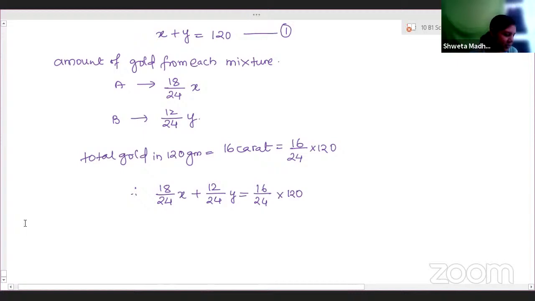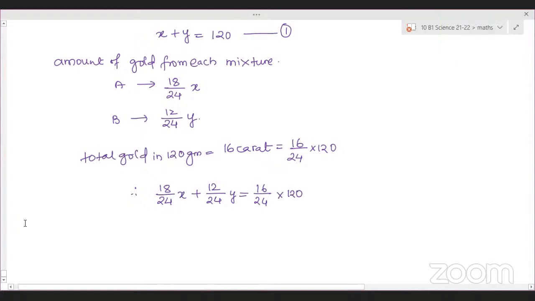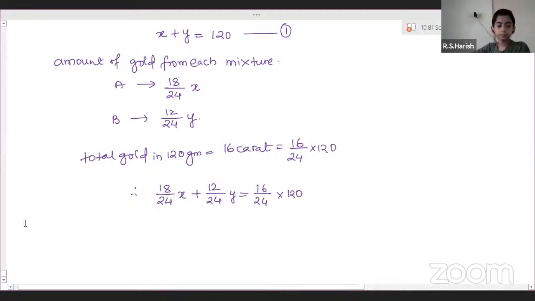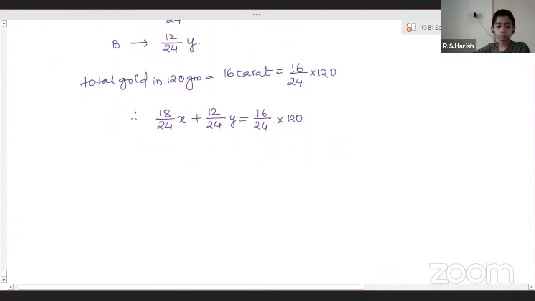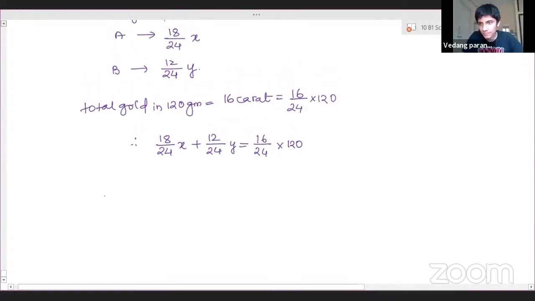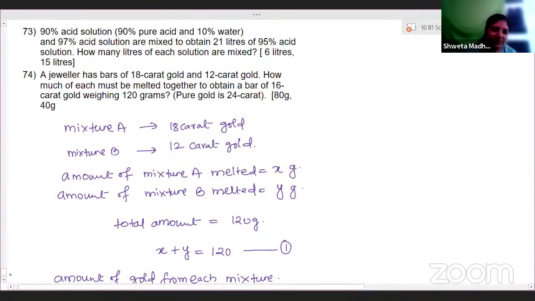Okay, completed everyone this question. Similar word problems are there in quadratic equations also. Should we bring graph? Right now, first understand, then you can draw.